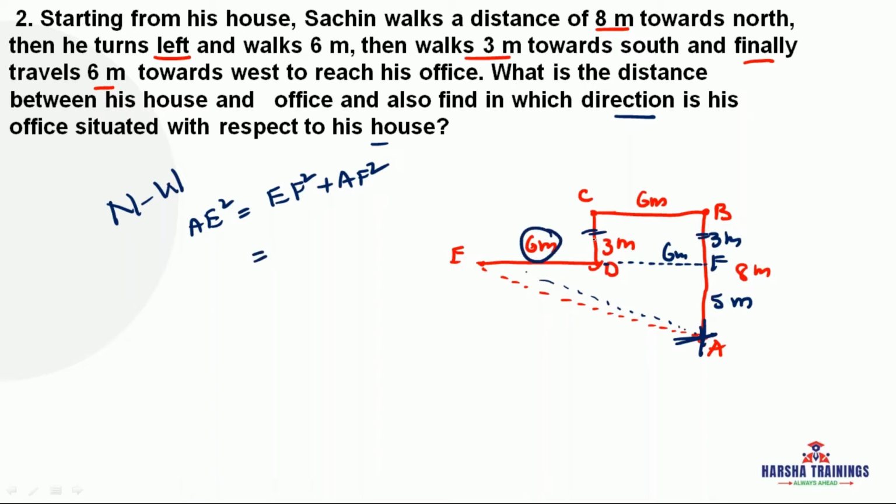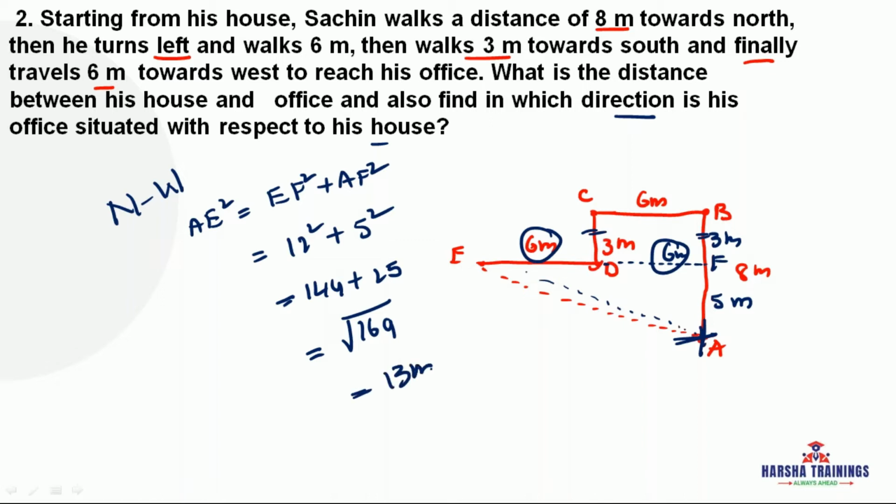So EF square is how much? 6 plus 6, 12 square. AF square is how much? 5 square. 12 square is how much? 144. 5 square is how much? 25. So 144 plus 25 is how much? 169. Root of 169 is how much? 13 meters. So then answer is northwest direction, 13 meters.